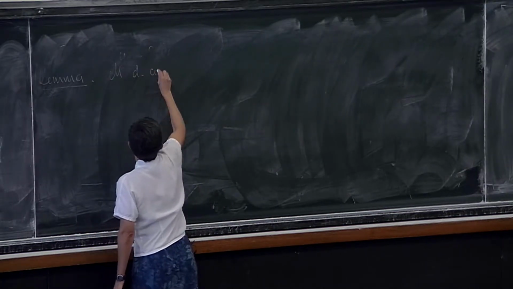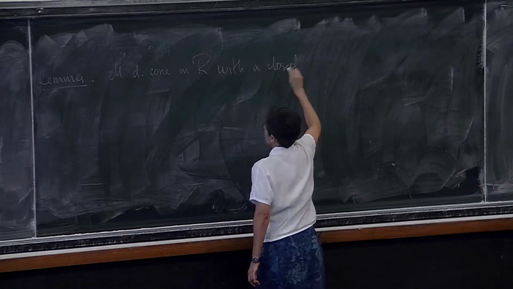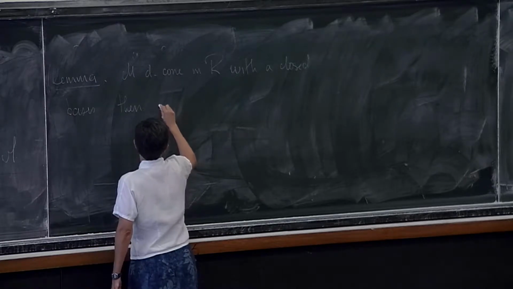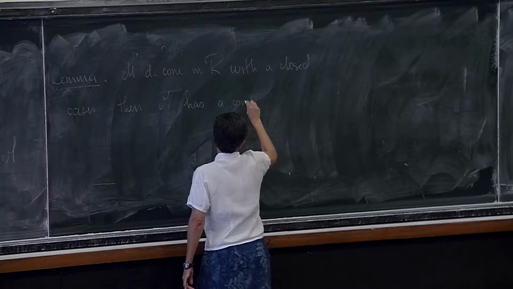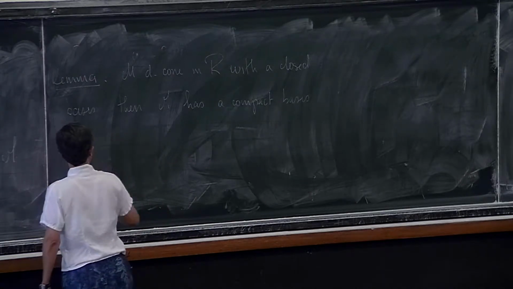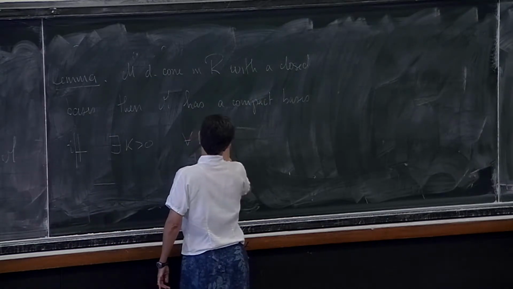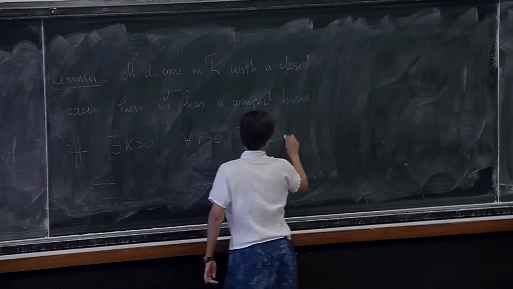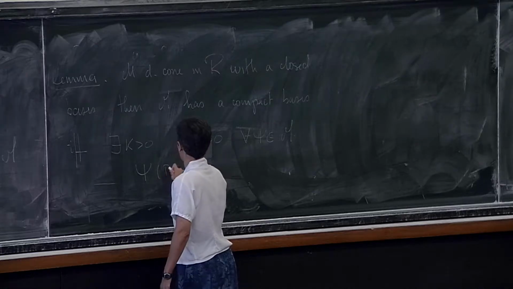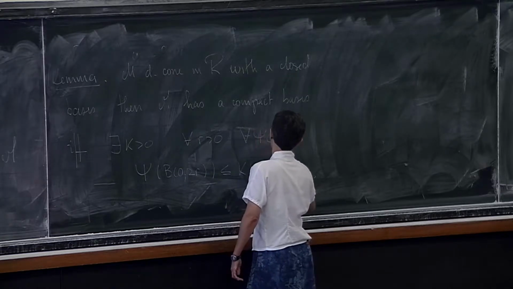Lemma: let M be a d-cone in R^n with a closed basis. Then M has a compact basis if and only if there exists a constant k positive such that for every r positive and every phi in M, the following holds: phi of the ball of center 0 and radius 2r is bounded by k times phi of B(0, r).